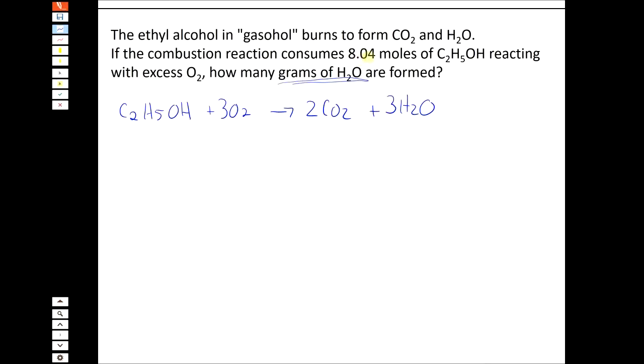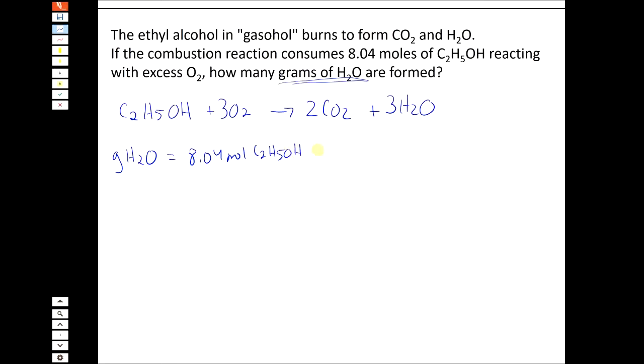So here we're giving you moles of the reactant, with the other one being in excess. We want to know how many grams of product are formed, so from there we can just set up what we're looking for. We're looking for grams of water, and we're starting with moles of C2H5OH. So we write out what we're starting with.